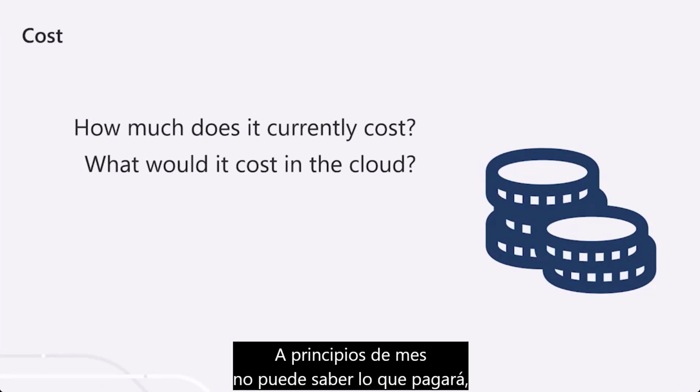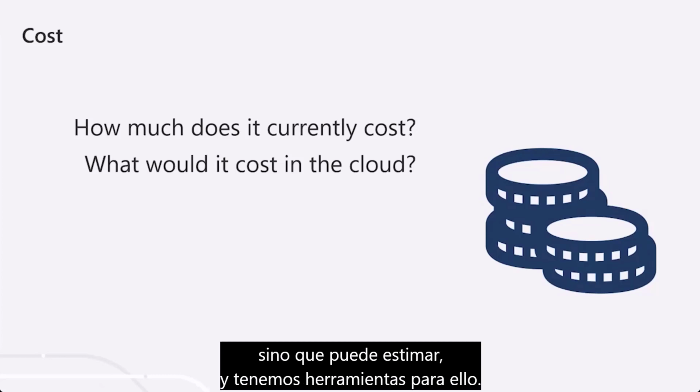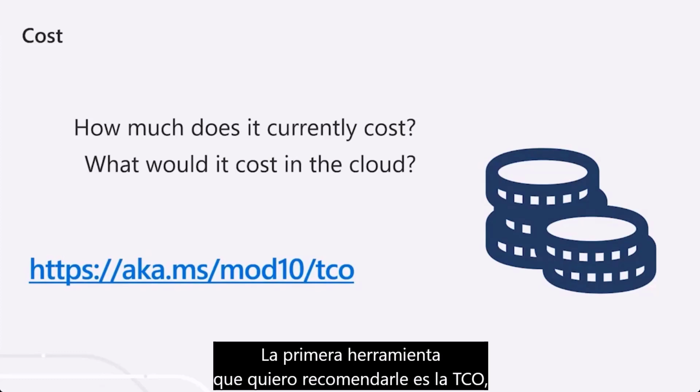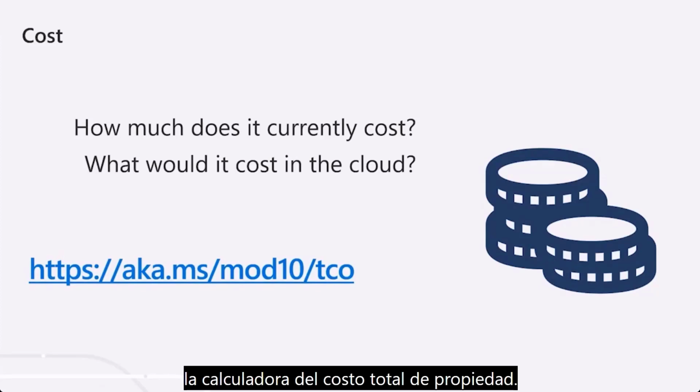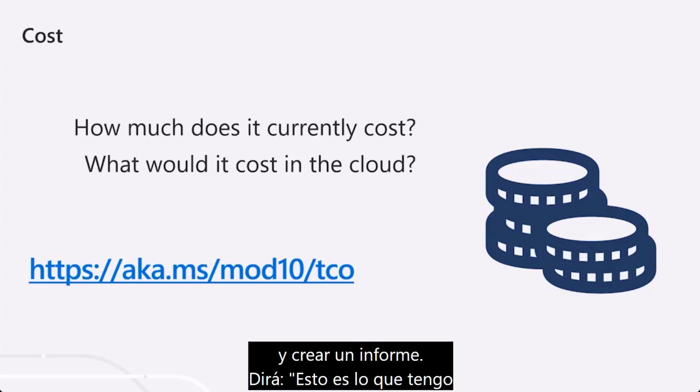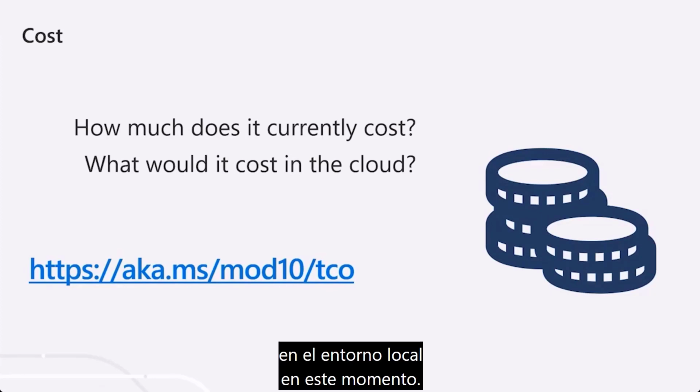So in the cloud, you're going to do estimations because as you pay as you go, you cannot know in the beginning of the month how much exactly you're going to pay, but you can estimate, and we have a lot of tools for that. The first tool that I want to recommend you is what we call the TCO, the Total Cost of Ownership Calculator. And this is at this URL. You can go there and you can build a report. You're going to say, this is what I have on premise right now.